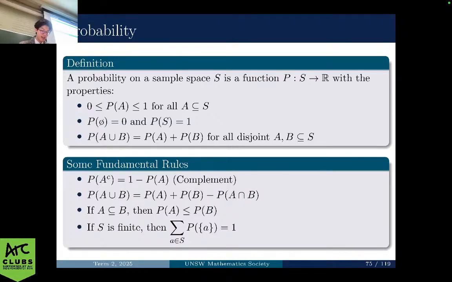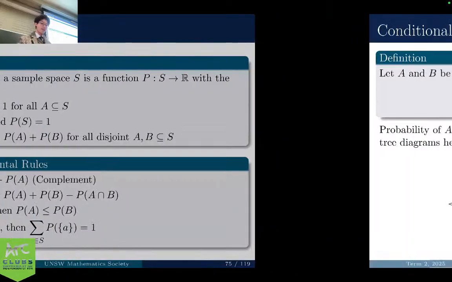And if A is a subset of B, then the probability of A is less than or equal to the probability of B occurring, because all elements of A are a part of B. So B is the greater set of events. And if S is finite, then what that means is just that the sum of all probabilities is 1 for a certain event.